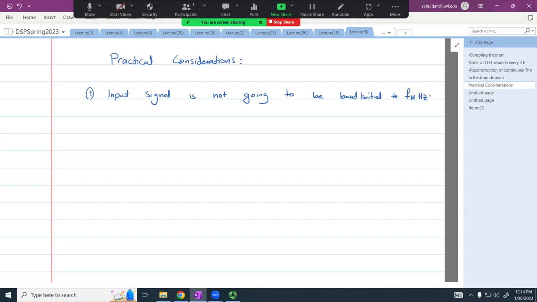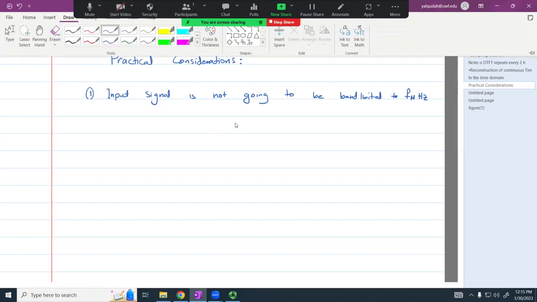Noise? Because if the signal is time limited, it's going to be frequency unlimited. Make sense? If the signal in the time domain is limited, it only exists over a finite amount of time, then the frequency is going to be unlimited. And practically, most signals are not going to be band limited. So what do we do to solve this problem?